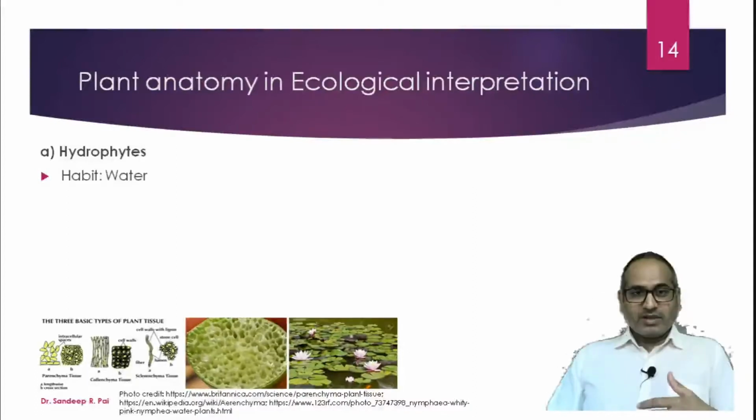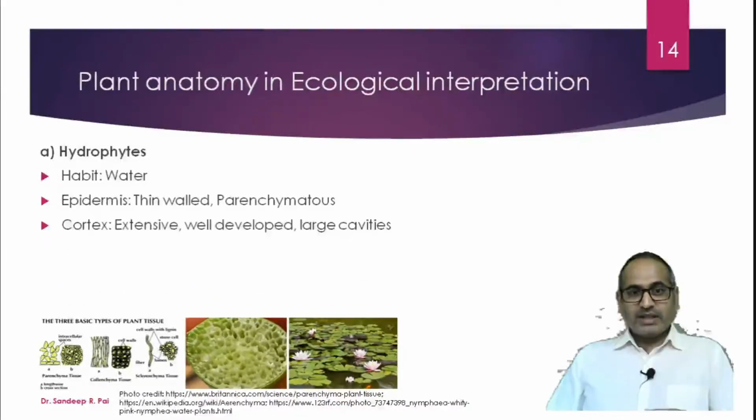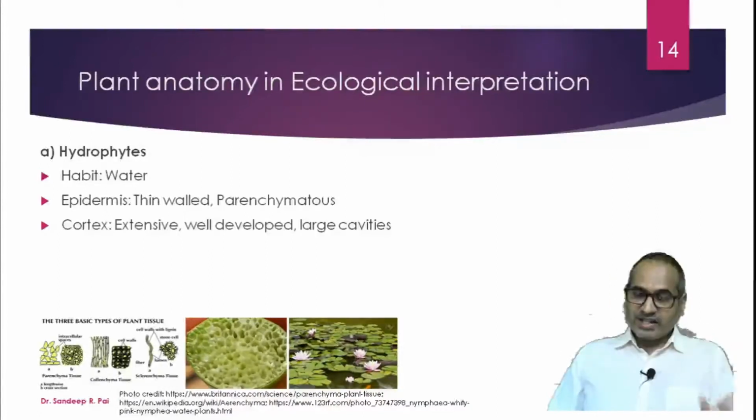In hydrophytes, the habit of these plants is water. The epidermis of these plants is thin-walled and parenchymatous. The cortex region, when you cut a plant, the larger part in the section would be cortex, and that cortex is extensive, large, well developed, and has large cavities in it. These cavities help the stem or the leaf to float. They are known as air cavities. These cavities will help, like I have shown in the figure below.